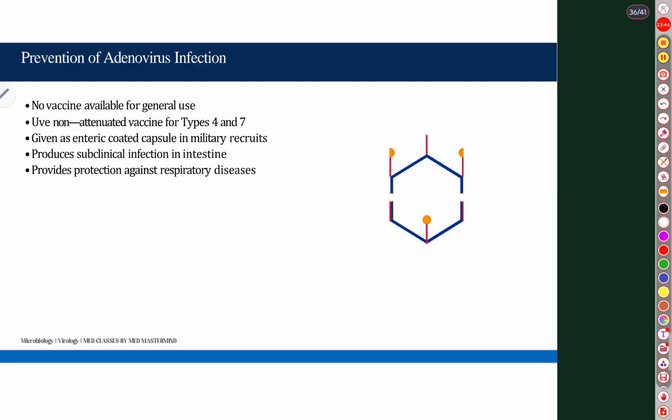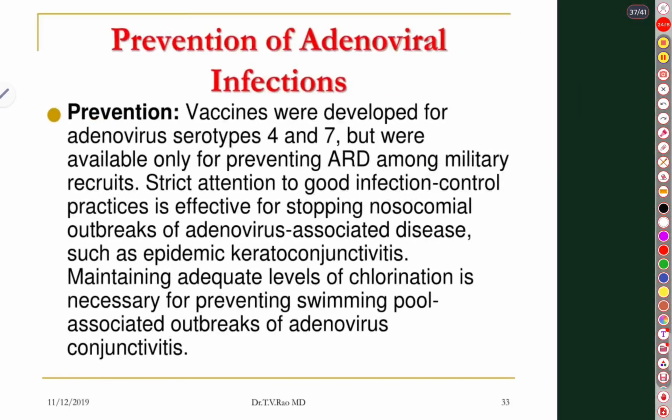And then prevention. Since no proper vaccine is available for general use, a non-attenuated vaccine for types 4 and 7, given as enteric-coated capsules, is used in military recruits, as these are the most fatal types. It produces subclinical infection in the intestine and provides protection against respiratory diseases in military recruits.